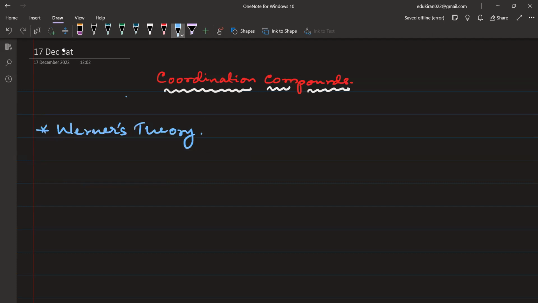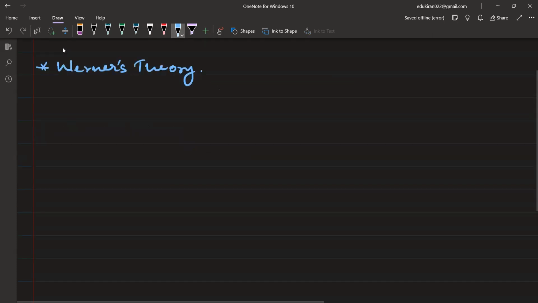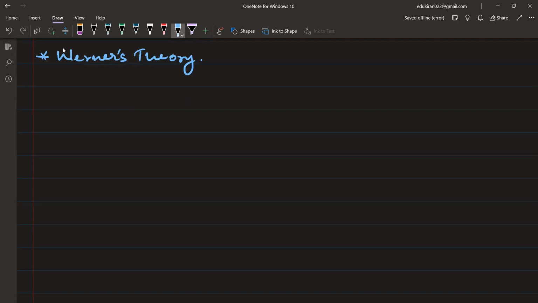I will first of all explain Werner's theory, and then we can go and write the postulates of Werner's theory. So see, Werner was the first scientist who studied the coordination compounds. He studied mostly the complexes of cobalt. He started with cobalt chloride, and then he added NH3. In this case, the NH3 was in excess.